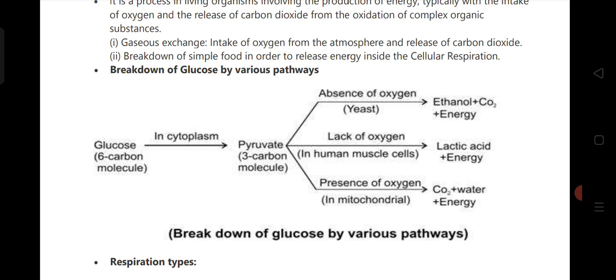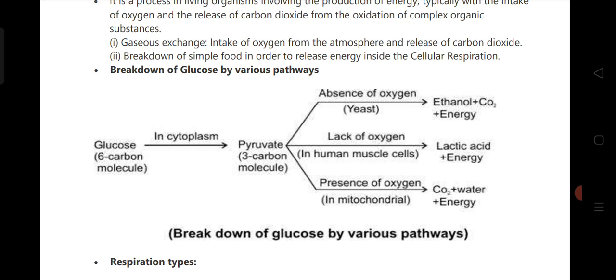So we are going to see the three pathways through which pyruvate gets converted into different products. The first pathway is where pyruvate gets converted to ethanol, along with the release of carbon dioxide, and this whole process occurs in the absence of oxygen. The example seen here is yeast. In the absence of oxygen, the pyruvate is converted into ethanol and carbon dioxide, and along with this the energy is released.